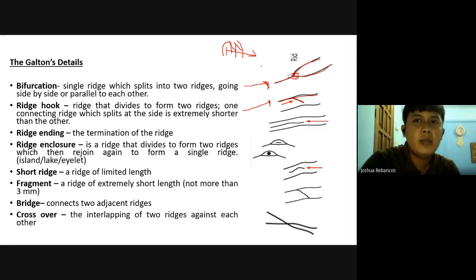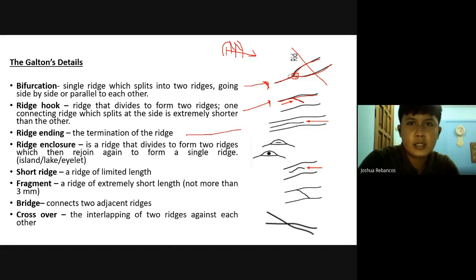So, ibig sabihin, ang bifurcation, pag nadaanan siya ng imaginary line from delta to core. Kasi yung imaginary line from delta to core, yan yung point of reference sa pagbibilang sa ridge counting. Later on, mapag-aaralan rin yan. Pag bifurcation, 2 counts yan. Hindi siya as 1 count lang. 2 counts siya. Okay? Meron din naman tayong tinatawag na ridge ending. Determination of the ridge yung pagtatapos.